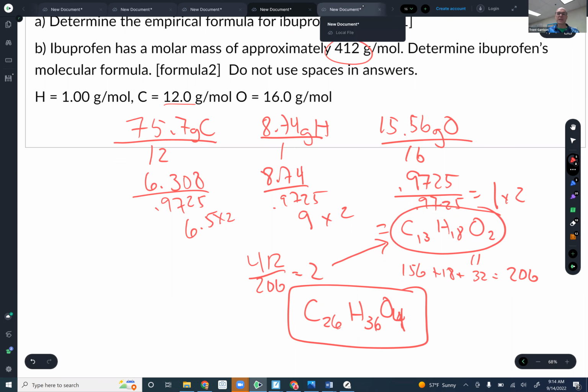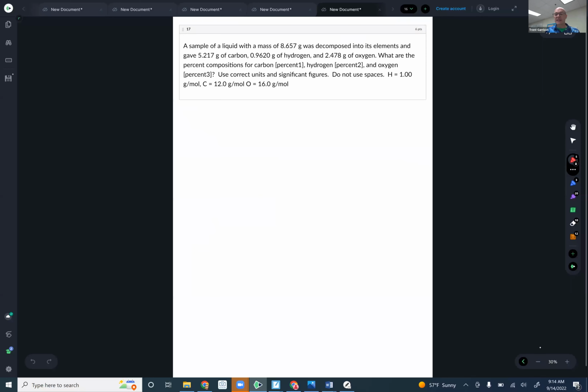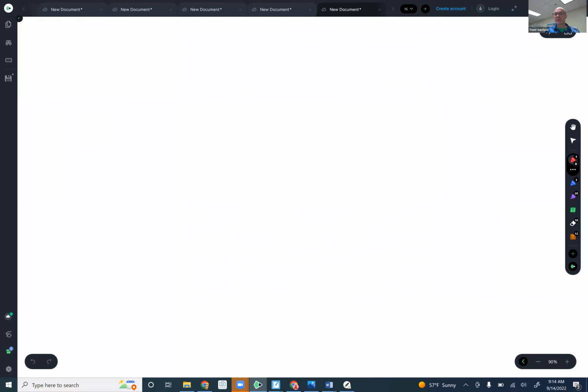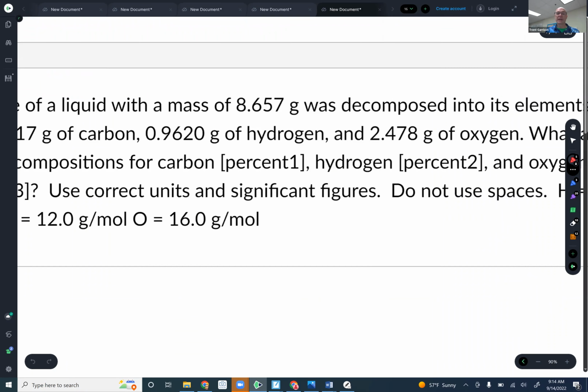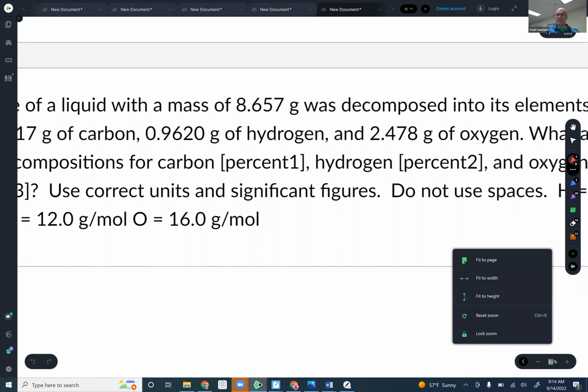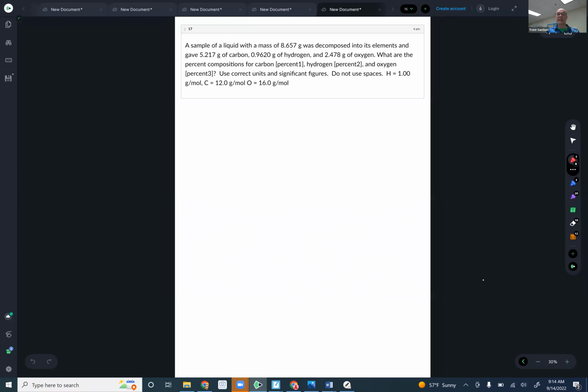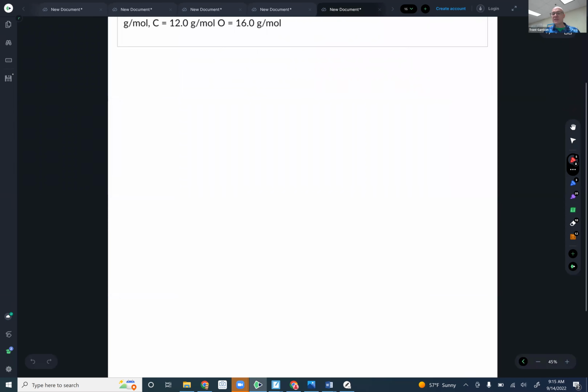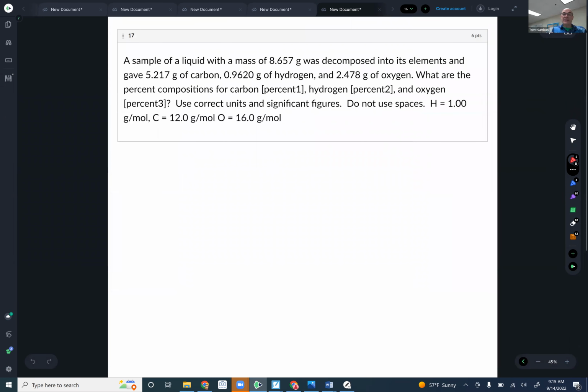Okay, the last question deals with percent compositions. The page didn't work out, so I will write on here and then scroll it back up. In this one, it doesn't just give you the formula, it gives you the weights already, so you don't even have to do the first step.